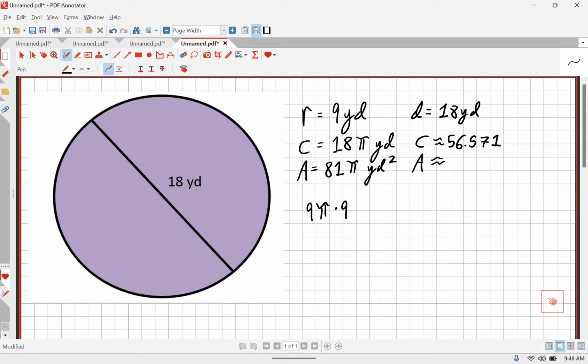I want to see a pi in your answer. The squiggly equals is approximate. You're going to use your favorite approximation of pi.